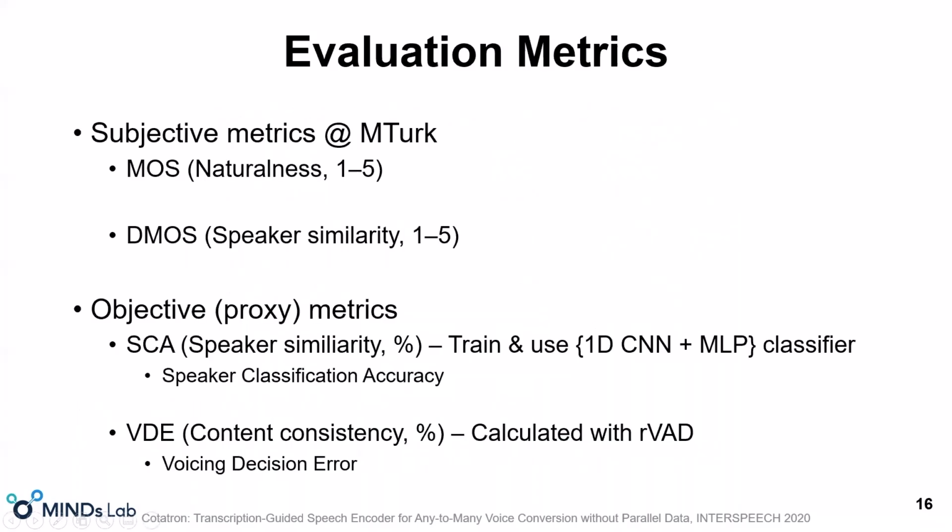To assess the performance of our system, two subjective metrics and two objective metrics are measured. We measured the MOS and DMOS with human evaluators from Amazon MTurk to assess the naturalness of and the speaker similarity of the converted speech. And for the objective metrics, the speaker classification accuracy is measured by training and using a CNN-based speaker classifier. Furthermore, to measure the content consistency between the source and the converted speech, a voice activity detection module is used to measure the voicing decision error.